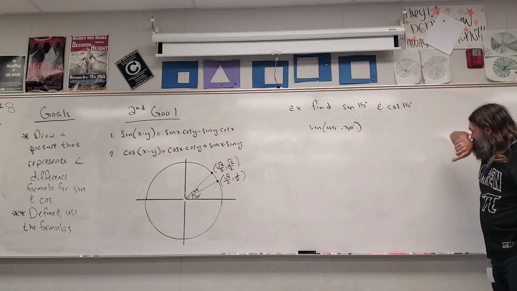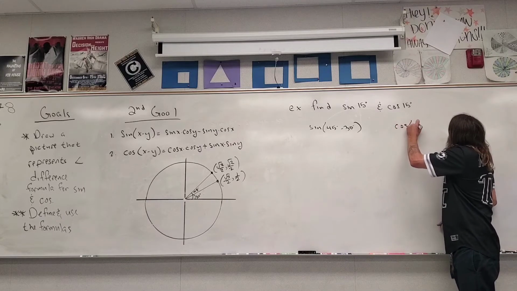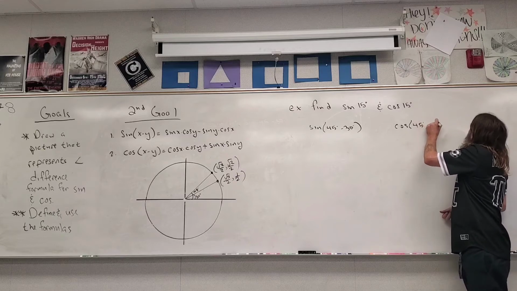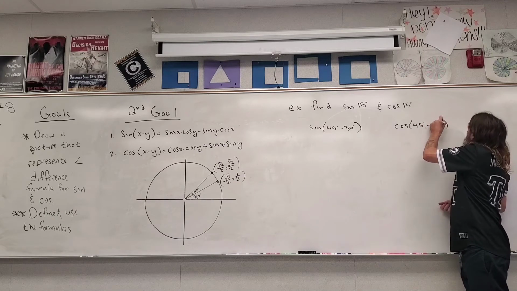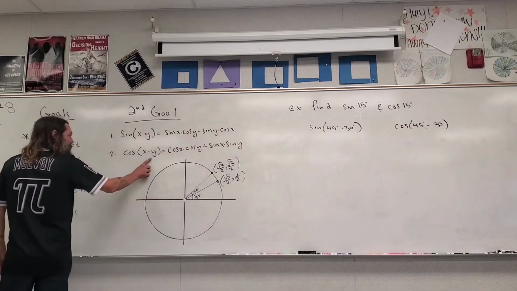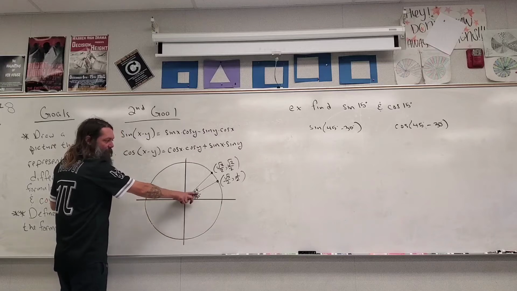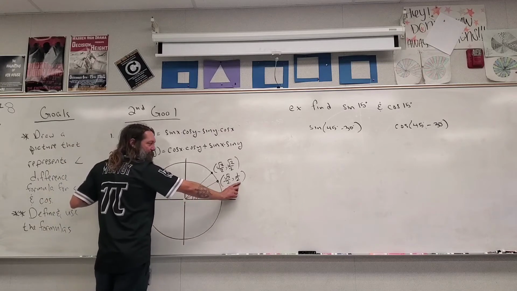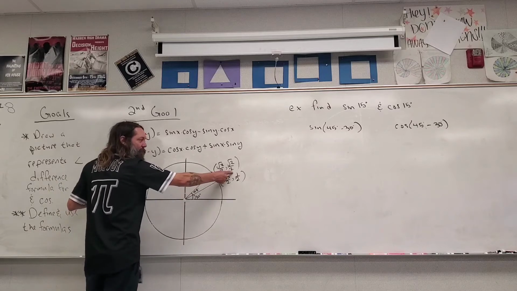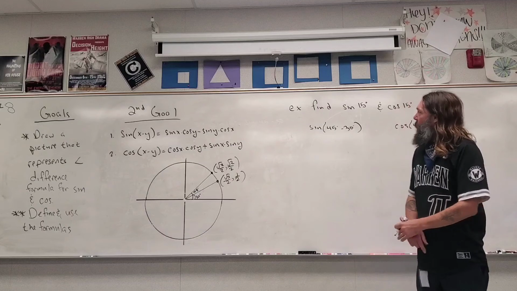Cosine of 15 degrees, we saw, could be rewritten as cosine of 45 degrees minus 30 degrees. I have the angle difference formula for cosine, so I get to use this. Now, I drew in a unit circle for 30 degrees. There's my x-coordinate, there's my y-coordinate. And for 45 degrees, there's my x-coordinate, there's my y-coordinate. So I'm just going to follow the formula accordingly.